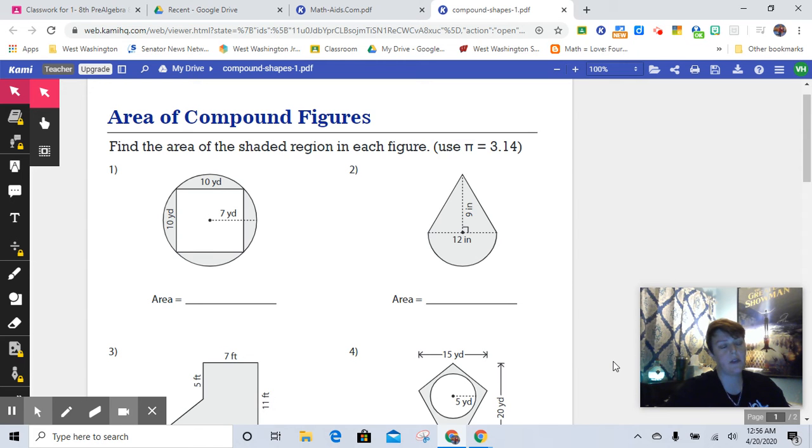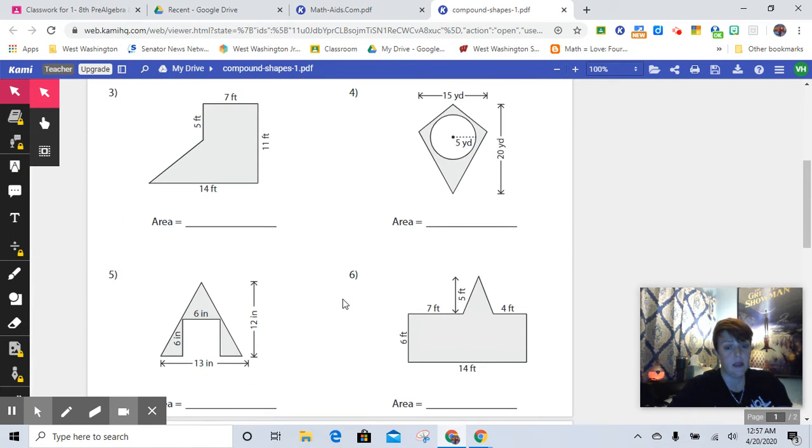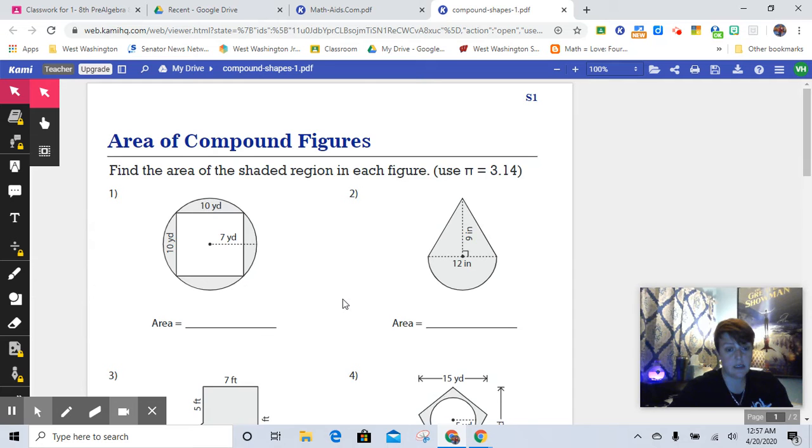Hey, seventh grade. Last week we did stuff with circles and just circles. This week we are going to work with circles in conjunction with everything else. That's going to be contextual word problems, circles in compound shapes. And we're going to see this all over the place.